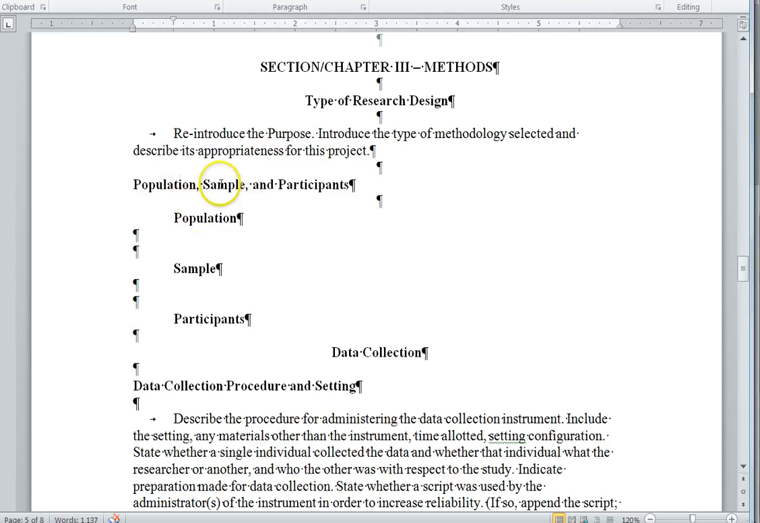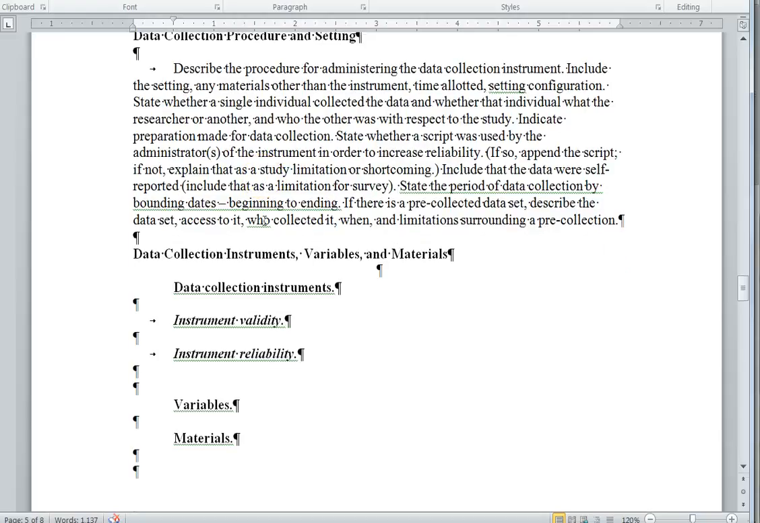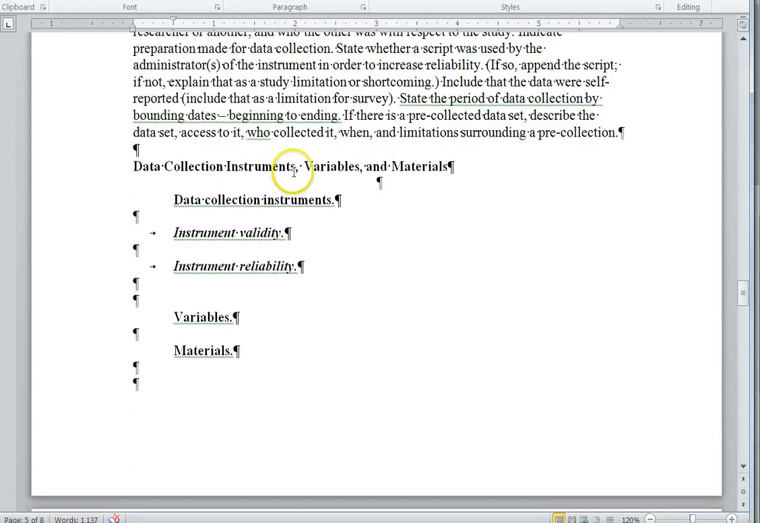But then the sample, only the specific nuclear reactor operators who are testing would be our sample, and only the people who actually participate in the survey would be our participants. So we discussed data collection, administering our instruments, etc., and then what the instruments are.